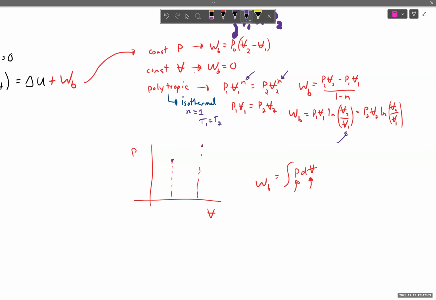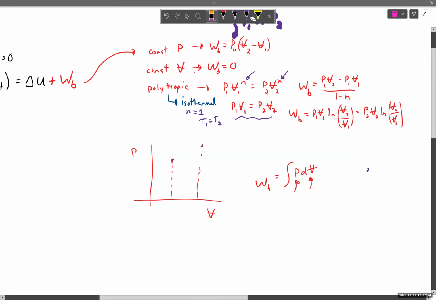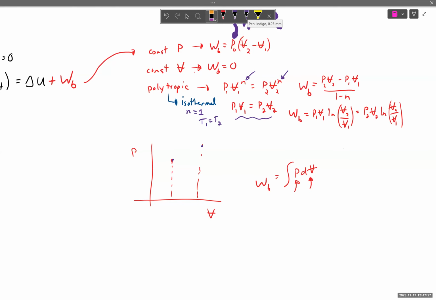or you could replace those volumes with pressures, because using this relationship, we can put all the pressures on one side. So P1 over P2 is equal to V2 over V1. So you can interchange ratios. Do you want pressure ratios, volume ratios? And those are all your work at the boundary formulations. So we only have 3 because one of them is 0 out of all 4 cases.